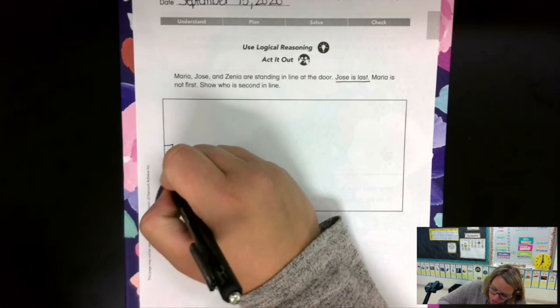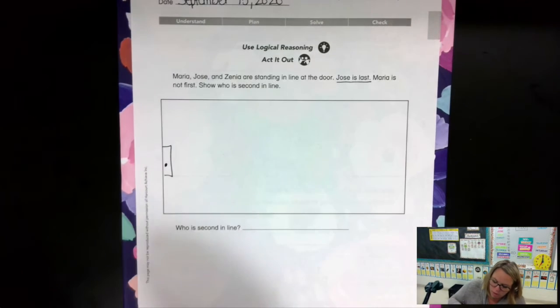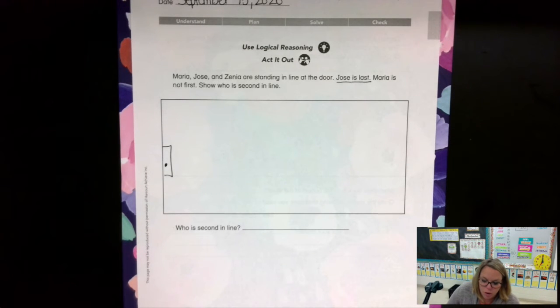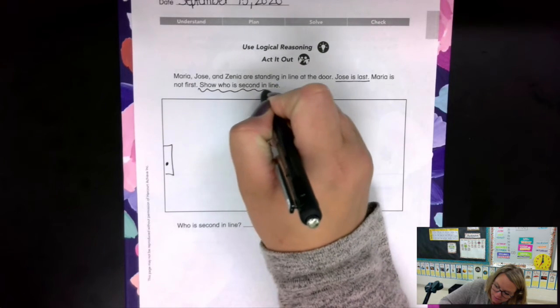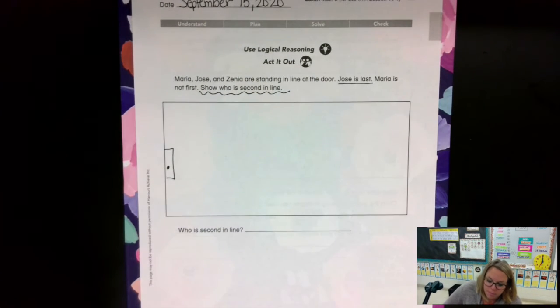We know that Jose is last, don't we? And we know that they had a door and they were going to be in line at the door. Now, the problem is asking us who is second in line. Who is second in line?